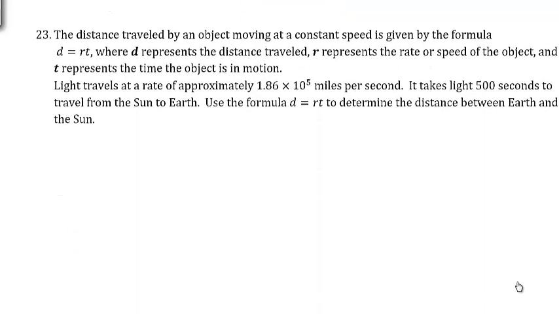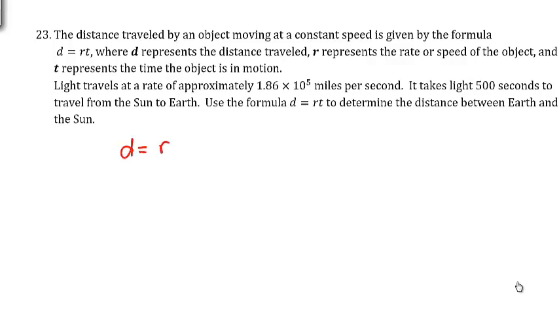Okay, so now we have a couple of word problems. The distance traveled by an object moving at a constant speed is given by the formula d equals rt, where d represents the distance traveled, r represents the rate or speed of the object, and t represents the time the object is in motion. Light travels at a rate of approximately 1.86 times 10 to the 5th miles per second. It takes 500 seconds to travel from the sun to the earth. Use the formula d equals rt to determine the distance between earth and the sun.